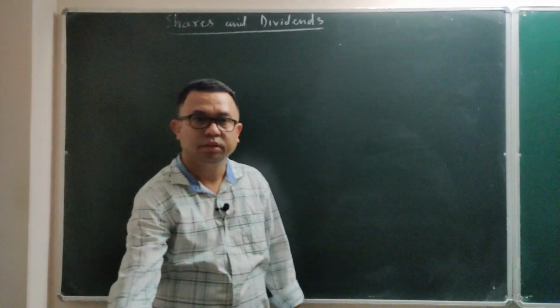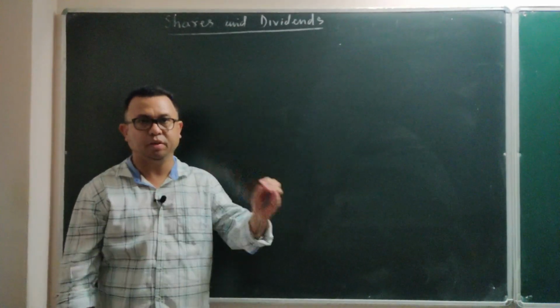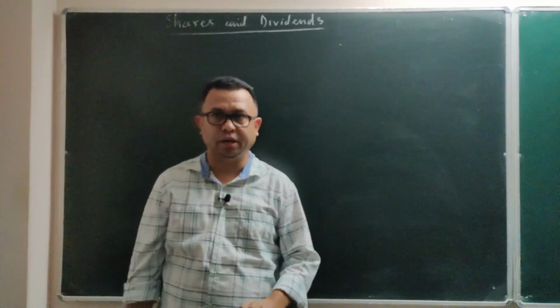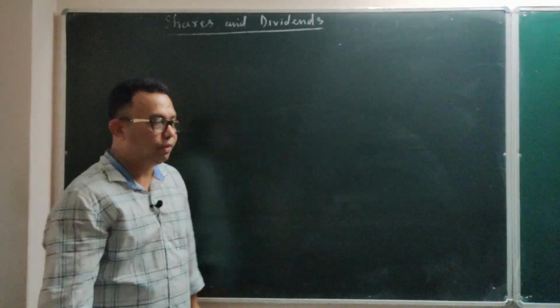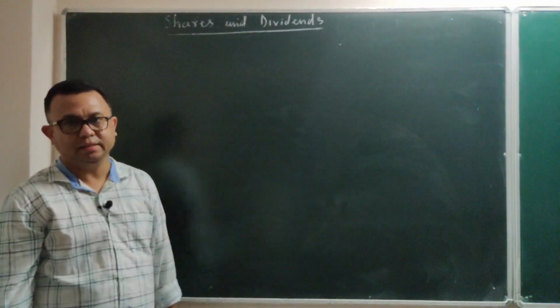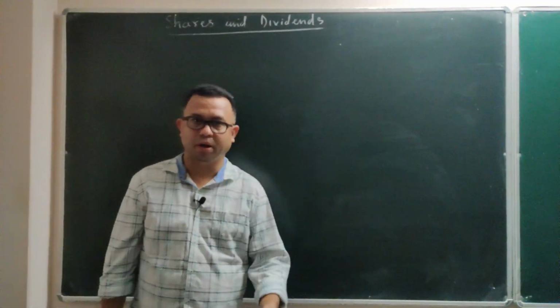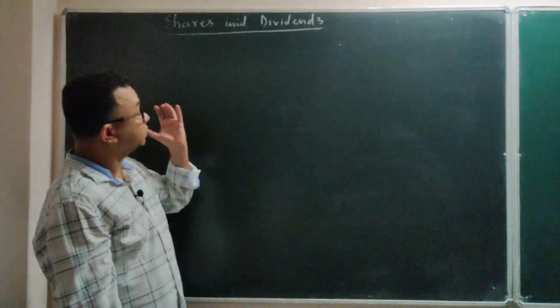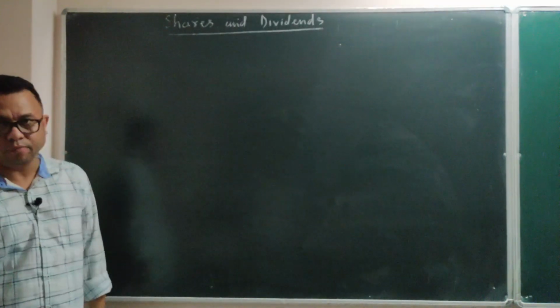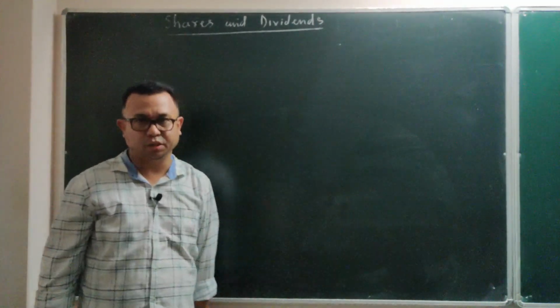Hello children, this is the second video for this particular chapter. In the first video I explained to you in detail what shares and dividend are, what exactly a share is and how it is available in the market. I explained the whole system of how the share works and how dividend is received by the shareholders.